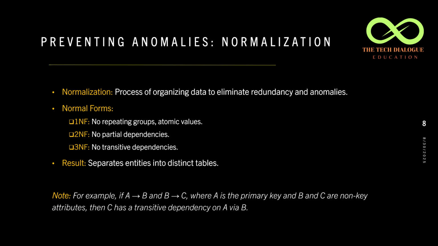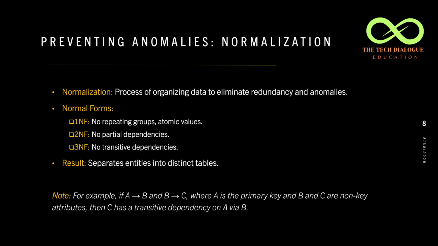Here is where normalization comes to the rescue. Normalization is like organizing that messy drawer into separate labeled boxes. It's a process of splitting your tables into smaller logical pieces to eliminate redundancy and prevent anomalies. We follow rules called normal forms. First normal form ensures data is atomic, with no repeating groups. Second normal form removes partial dependencies. In case you have a composite primary key, every field depends on the whole key.